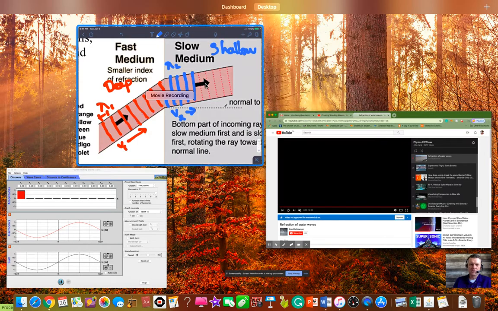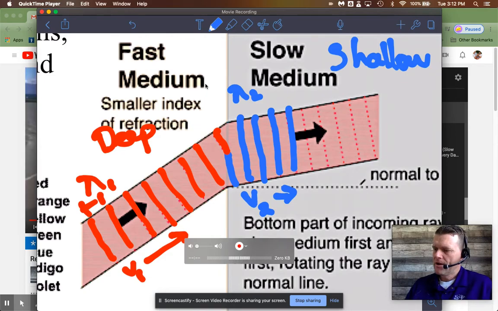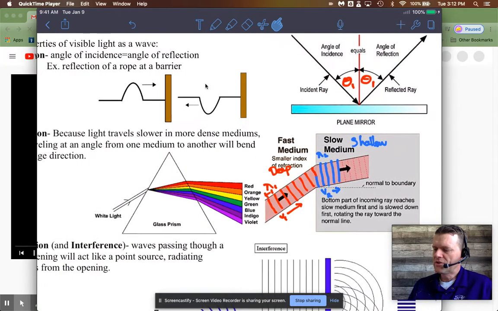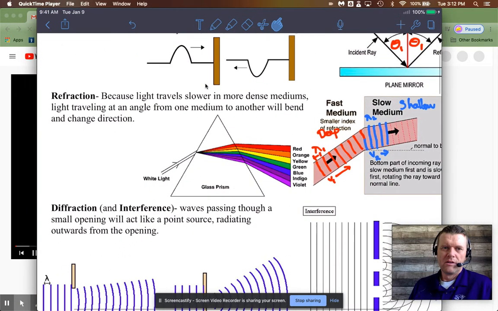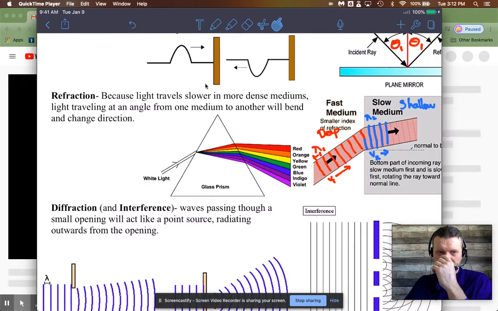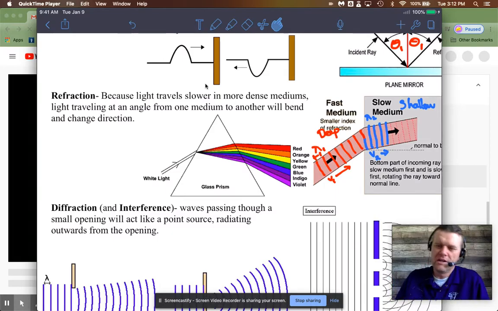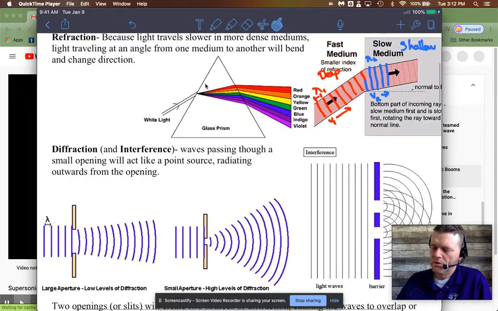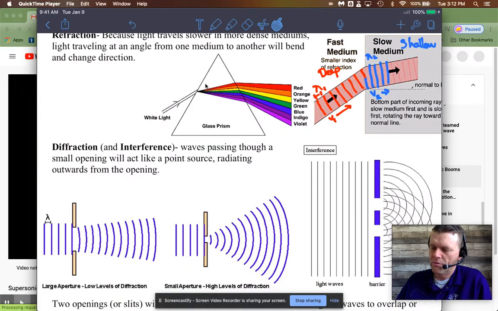Here, let me come back to this. So that's refraction, okay? It's the bending or changing of direction of a wave as it moves from one medium to another, and it is due to the density or the properties of the medium.